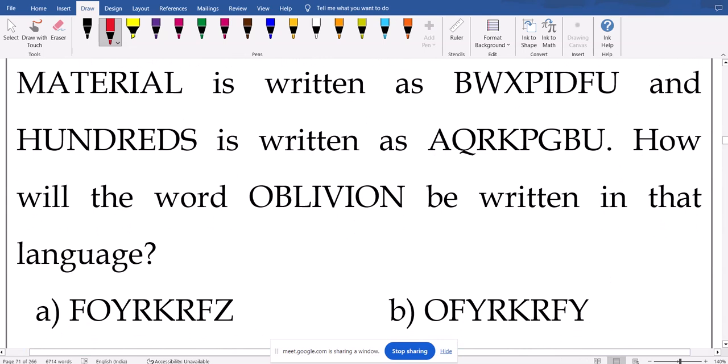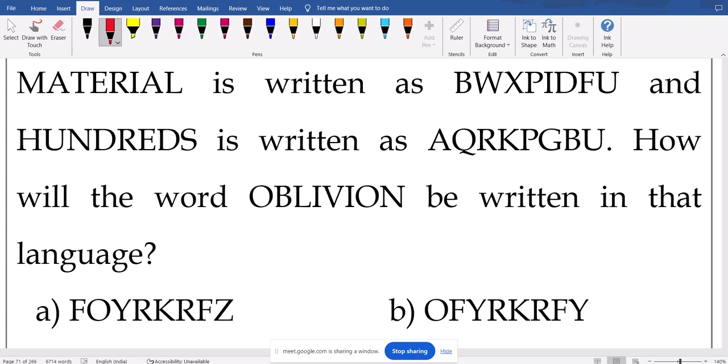Hundreds is written as AQR KPGBU. Then oblivion is given as what? So 8 letters, right? Here also they may be swapping 2 or they can swap 4 letters at a time. It might be in those cases, so you check it out. Yeah, plus 3, it seems like. Plus 3 minus 3, 4 letters swapping, you can check it out.